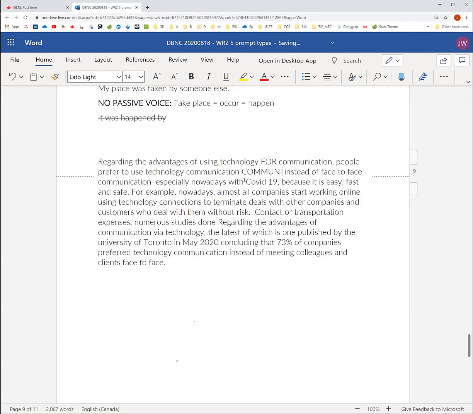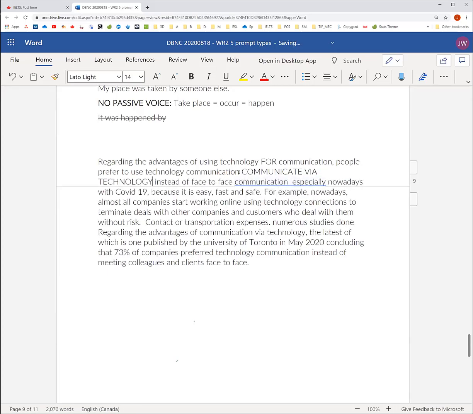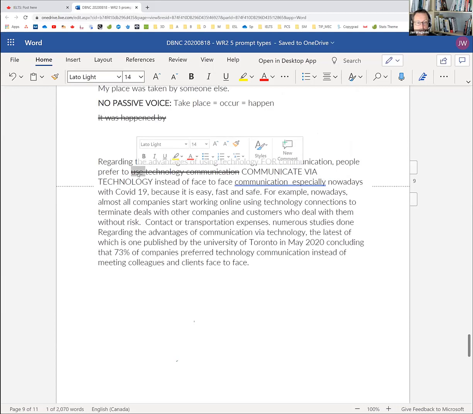Mm-hmm. Yeah. If you use a word like use, it's non-specific, right? So when you use this kind of vague verb, it forces you to use additional vocabulary to communicate a simple idea. Use technology to communicate, or communicate via technology is more direct.